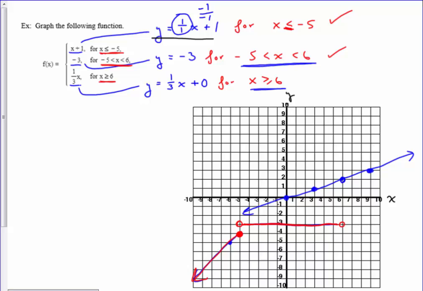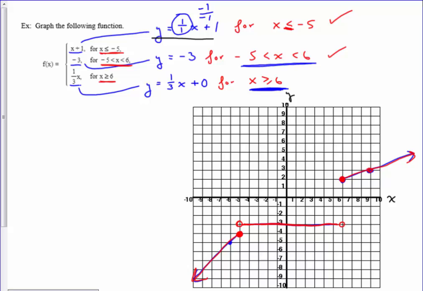Okay, now for this line, we want to see what it's good for. It's only good for x's greater than or equal to 6. Where is 6? 6 is right here. So if it's only good for x bigger than or equal to 6, then we'd want a closed endpoint there, and we would only have the right-hand side of this graph. So from there, I would come back and erase this part that I don't need.